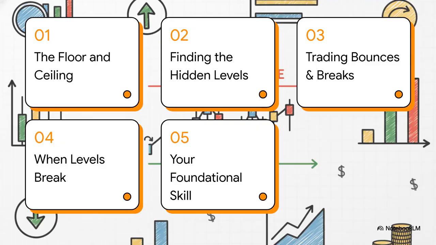Okay, so here's our game plan. First, we're going to break down what these floors and ceilings actually are. Then, we'll get into how you can spot them. After that, we'll talk about how you can trade the bounces and the breaks, and what happens when those levels fail. And finally, we'll wrap it all up so you can really make this your own foundational skill.